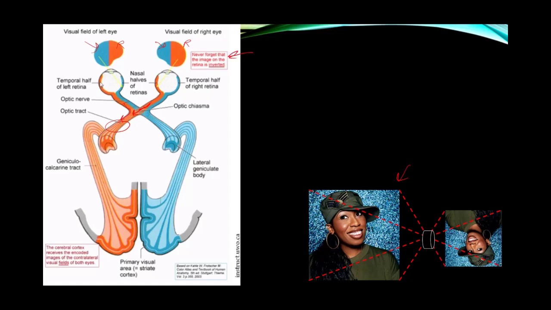These two points are good to remember. Like I said, the image on the retina is inverted, and then the cerebral cortex back here receives the encoded image of the contralateral visual fields of both eyes. So this is the left side of the brain, right? And since we reunited the right-sided visual fields from both eyes, it's the contralateral visual field of both eyes that ends up going to the primary visual cortex. Okay. Anyway, let's continue with our neuronal tract.